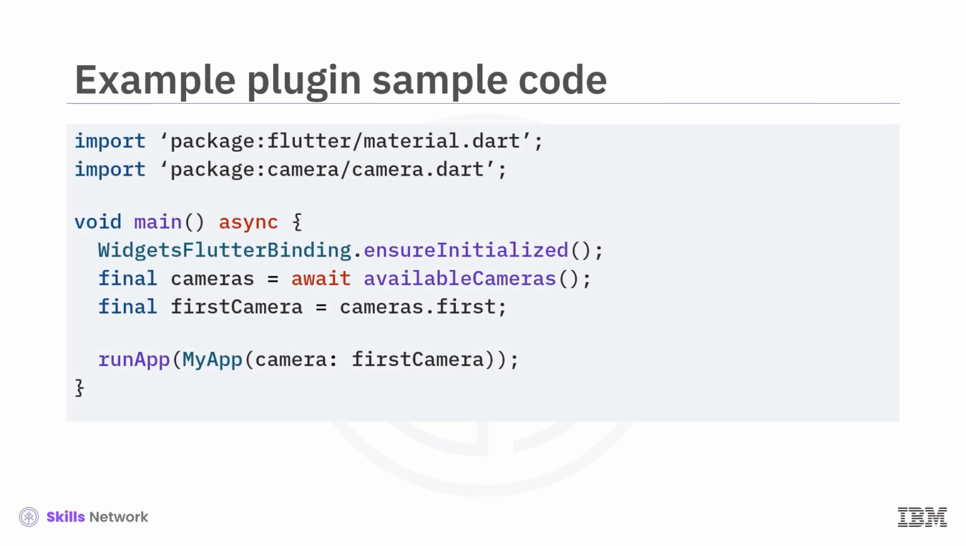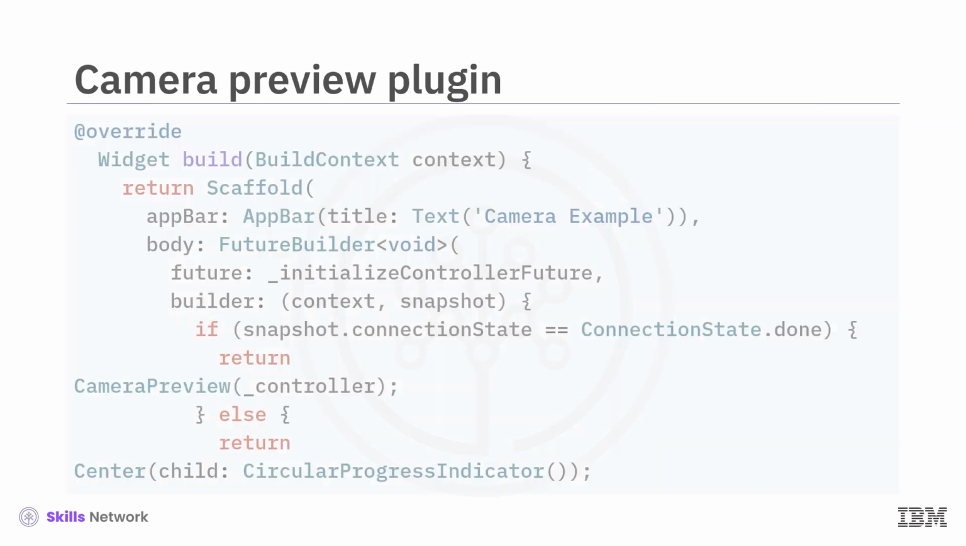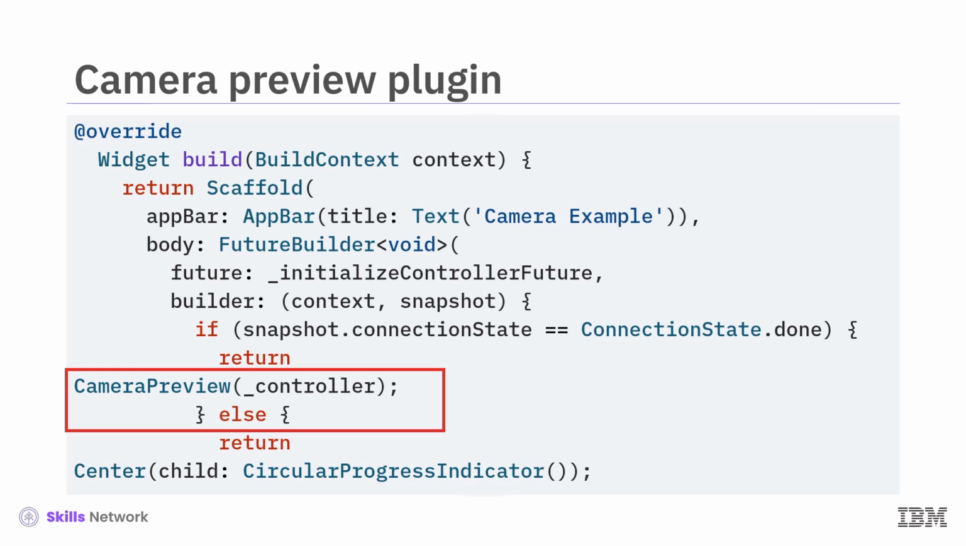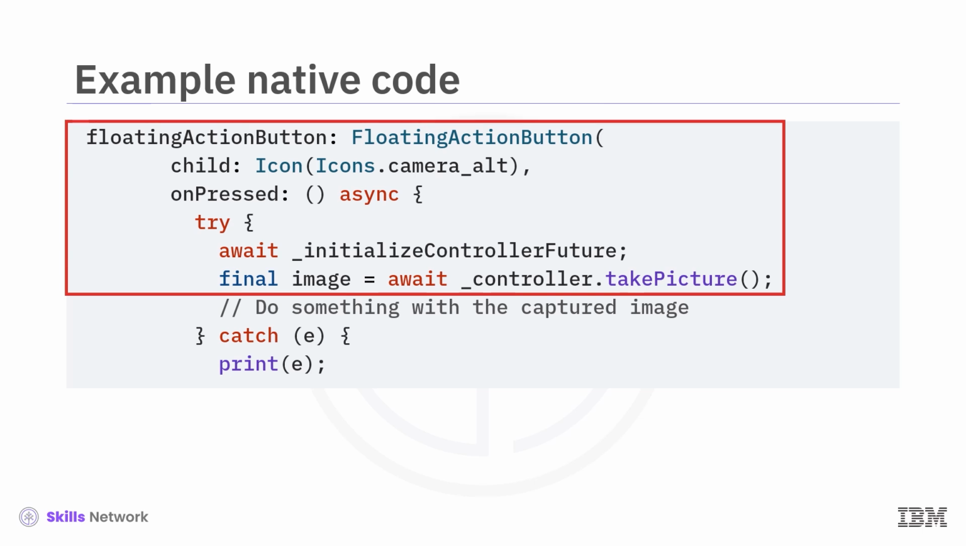You start by initializing the camera controller with the first available camera. Then the code passes the camera to the Flutter app. The next lines of code use camera preview to tell the app to display the live camera feed on the device's screen. Finally, when the floating action button is pressed, the device's camera takes a picture, capturing the image. By integrating native features like the camera into your Flutter app, you can provide a seamless and optimized user experience.